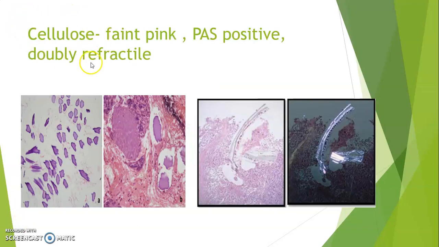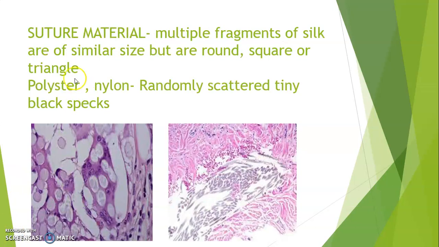Another particle is cellulose. They are faint pink, PAS positive, doubly refractile. These are cellulose, doubly refractile. Then suture material. These are H&E stain slides showing the suture.